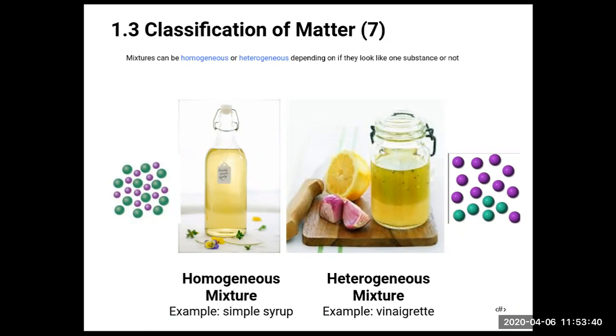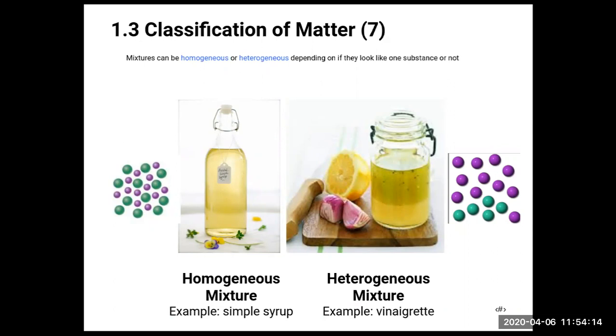And it's called homogeneous because it looks uniform. It looks like one substance. So if you were not told what you have in that liquid, you could take this as a pure substance. But if you are told that it's a mixture of sugar and water, for example, then you know it's a homogeneous mixture. Homo means the same. So it's a mixture that looks the same as if it was one substance.